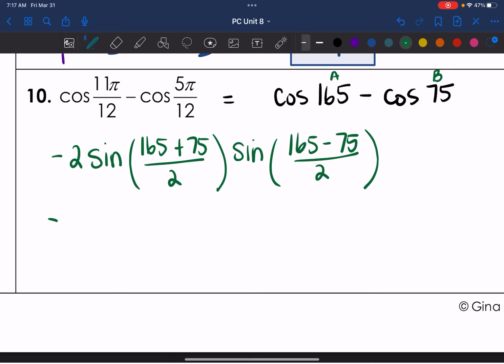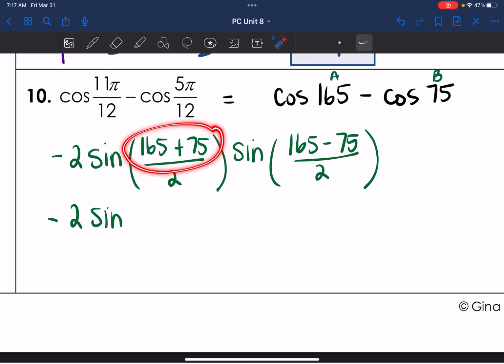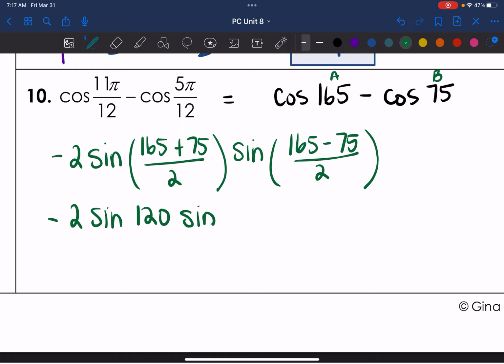Okay, so now let's actually figure out what those angle measurements should be. 165 plus 75 and then divide by 2. I wouldn't struggle with it too much. Just put it into your calculator. This gives you 120. And then sine, same thing here. Don't struggle too much. Just put it in the calculator. And that gets me 45. So I'm going to bring down the -2 in the front. But now we need to go to our unit circle and find sine of 120.